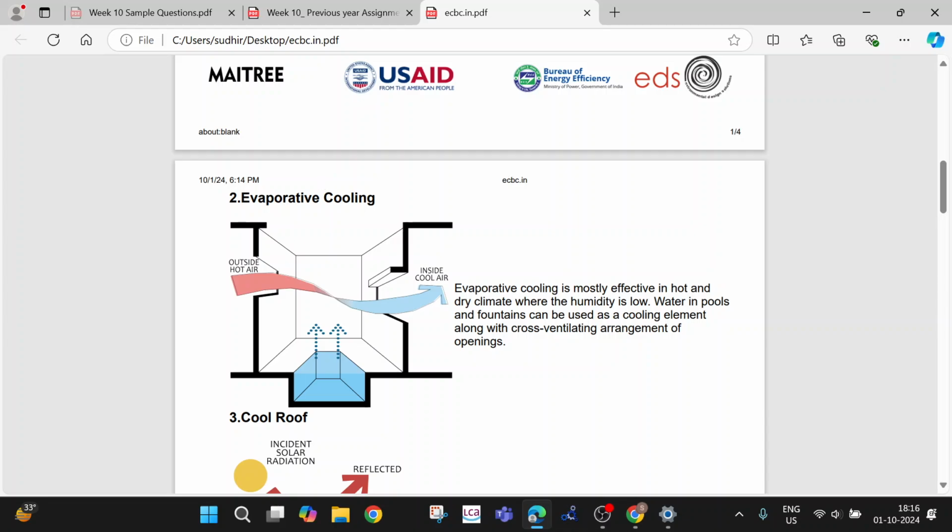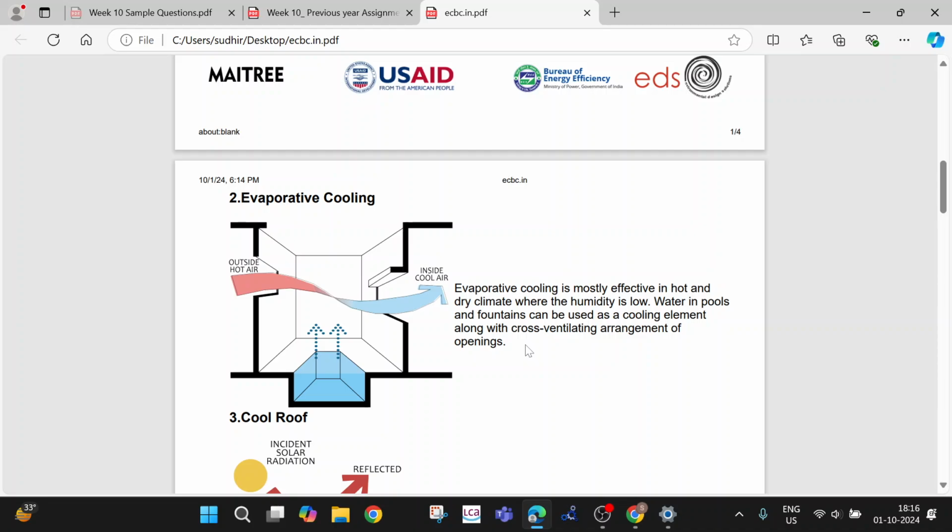And how you can provide this evaporative cooling to your building envelope is shown through the diagram in this figure, where you can see this evaporative cooling is mostly, you can build some sort of a water pool, or you can build some sort of fountain, or some sort of cooler is also a kind of example of this evaporative cooling only.